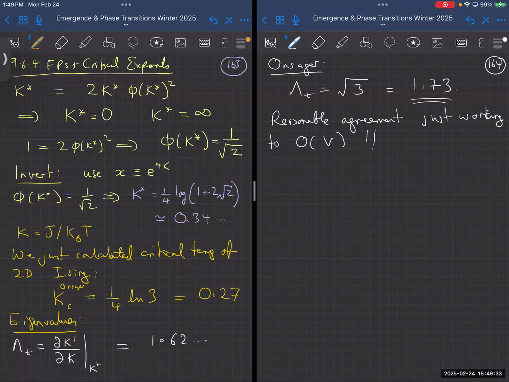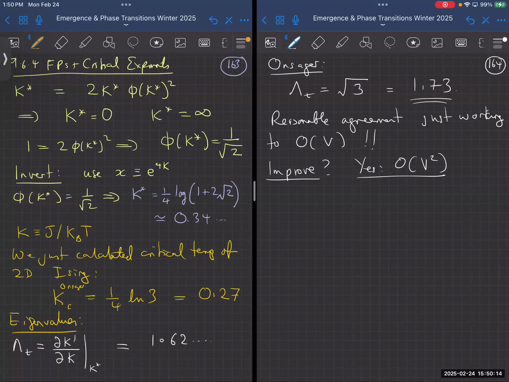So the next thing we can do then is we can say, well, can we improve this? And the answer is yes. We have to work to order V squared. So I'm not going to try to squeeze that in right now. We will start off next lecture showing you how to do that. It's just the same calculation basically, and I'm not even going to do all of it. I'm just going to show you how we construct it, and then you're going to see that we generate not just nearest neighbor, but next nearest neighbor interactions in the effective Hamiltonian.